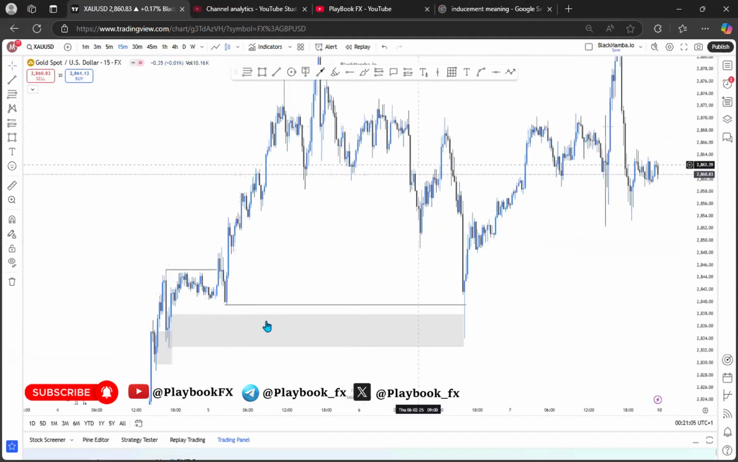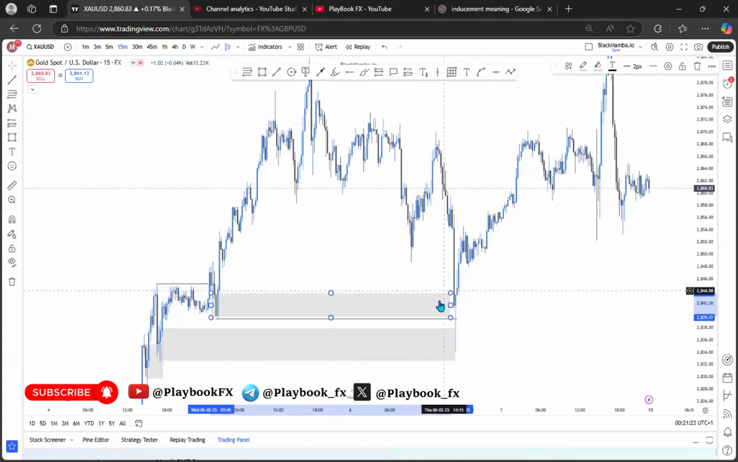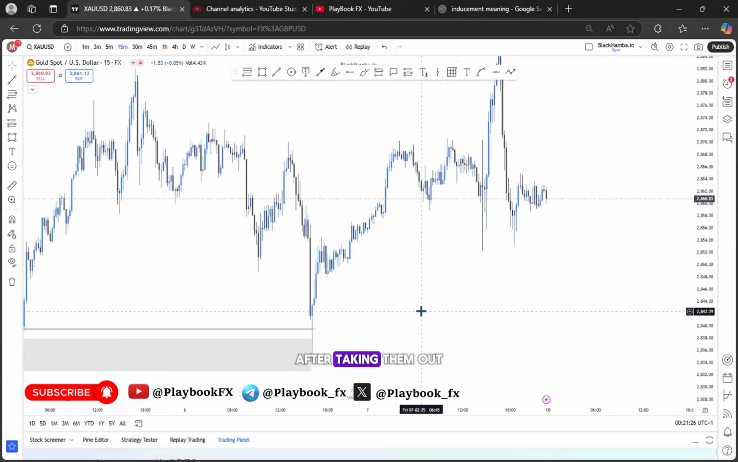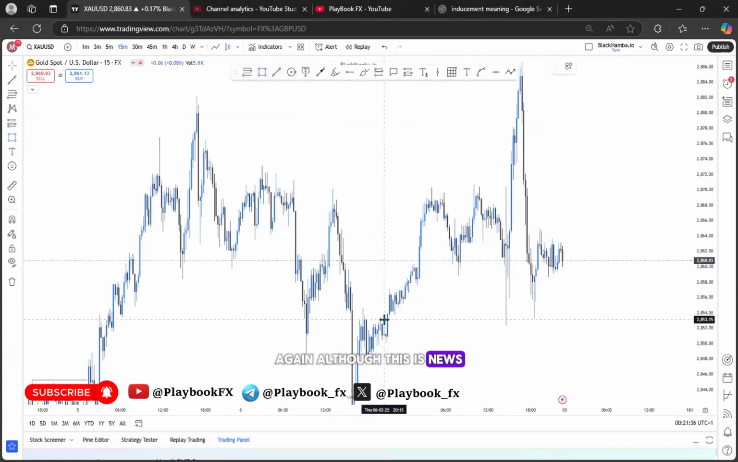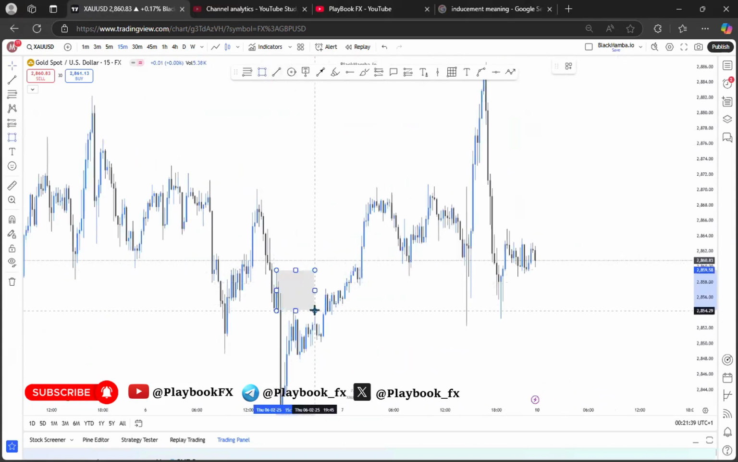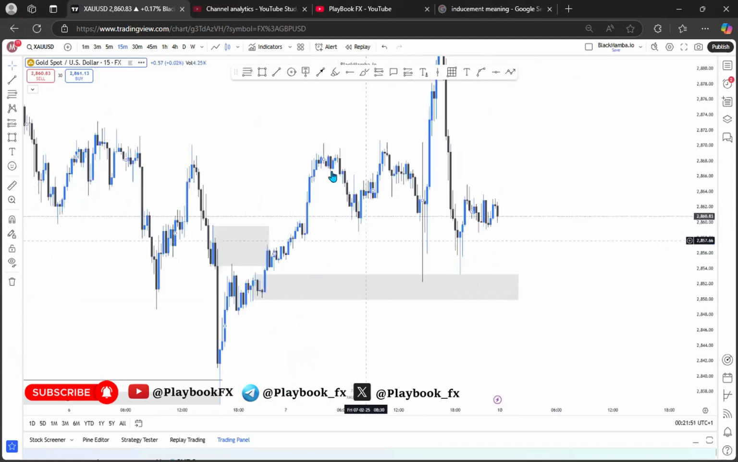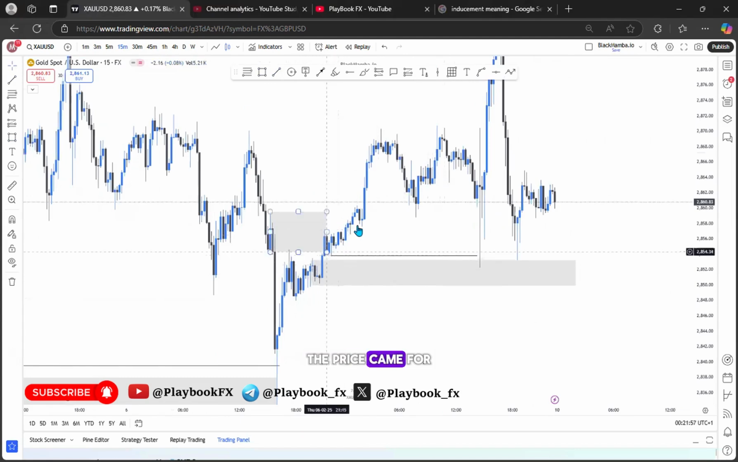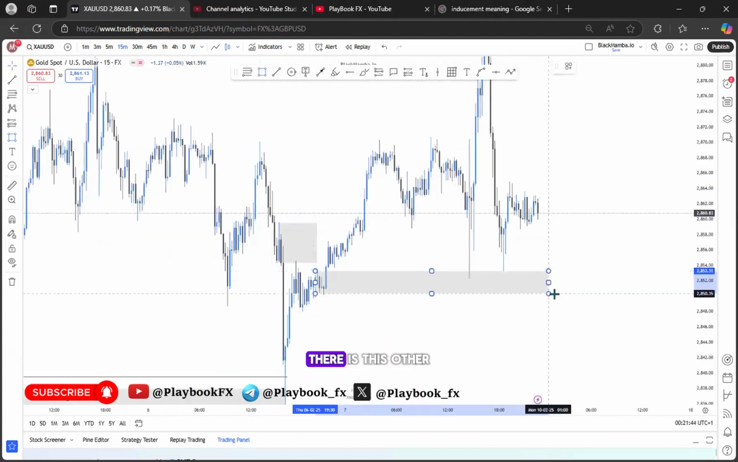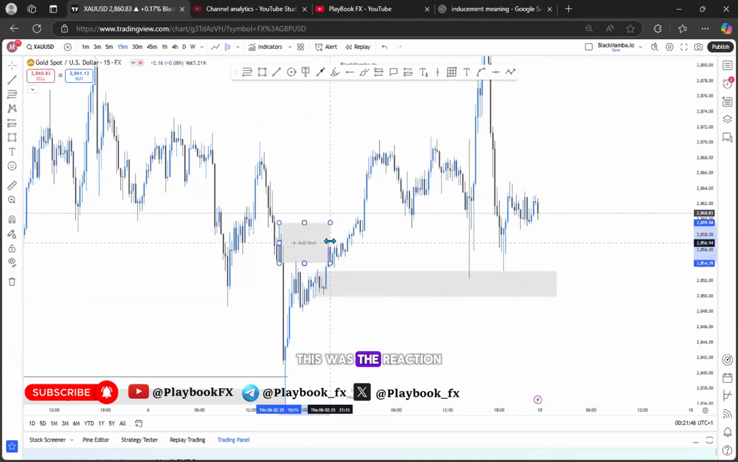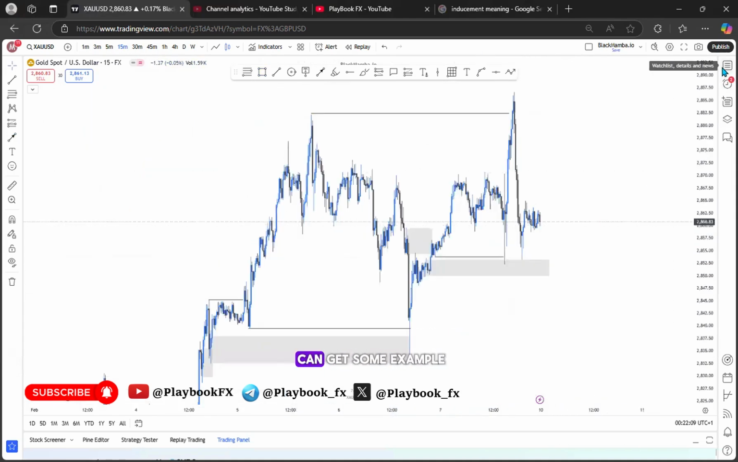Price came and manipulated those that were buying from this zone here. They're still moving in their direction after kicking them out. If you look at what gold did here again, although this is news, there's some kind of flip zone here, and close to it there is this level of inducement. So price came for this inducement, then pushed to the upside. For flip zone traders, there is this other block here. This was the reaction. Let's see if we can get some examples on USD as well.